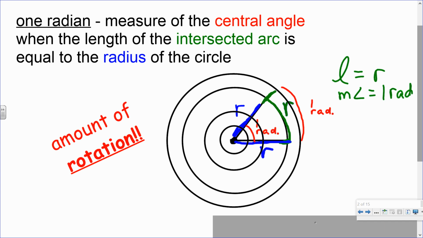It's a little bit less than 60 degrees. If this green curve had been a straight line that was also R, we'd have an equilateral triangle. But because it's curved, it's squished down a little bit lower. It's 57 point something in degrees. You aren't responsible for knowing that, but just as a little bit of a frame of reference. It's when the arc length is the same as the radius.